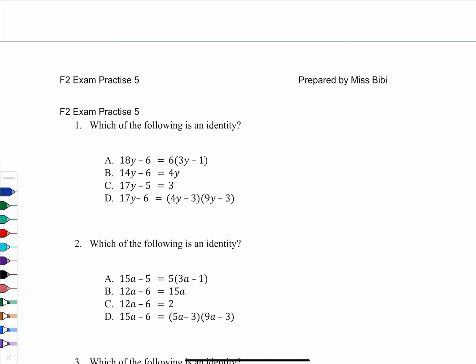Next, which of the following is an identity? Identity means left hand side equals right hand side. So, for example, identical twins. Everything is the same from left to right, up and down, right? Same goes for this one. So, what we do is open up the brackets and compare each side.